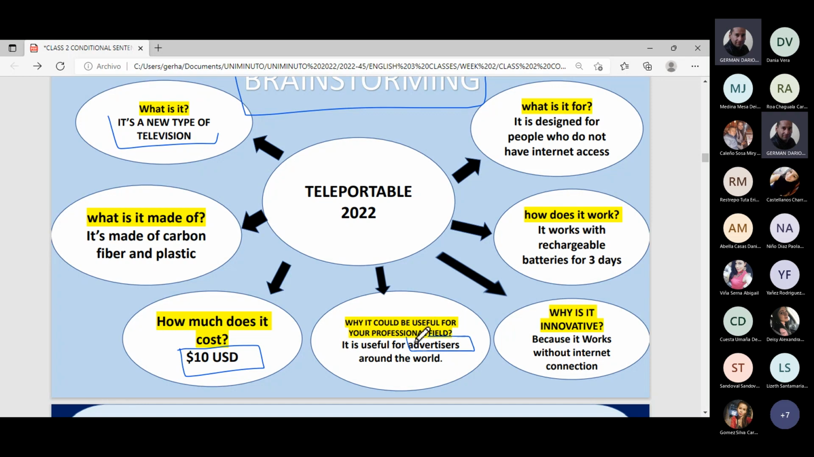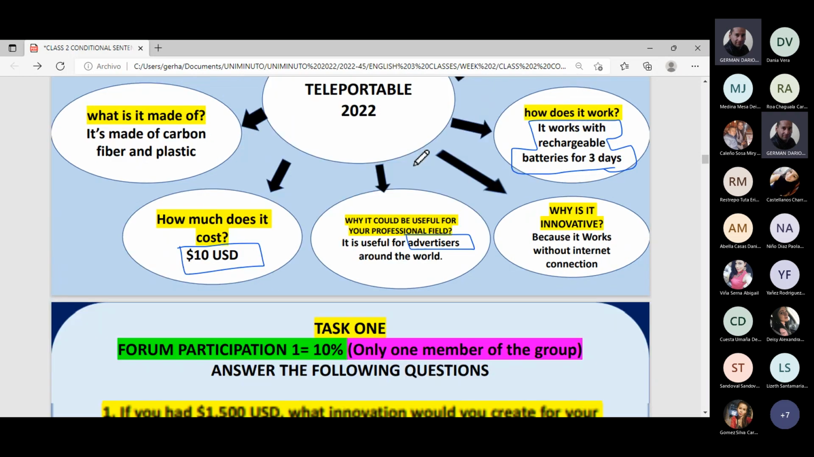Yes, para los que hacen comerciales. Why is it innovative? Because it works without an internet connection. Yes, my television doesn't need internet. Mi televisión no necesita internet. How does it work? It works with rechargeable batteries for 3 days. Además es recargable, no necesita luz, o sea, energía. It is designed for people who do not have internet access. Y sirve para las personas que no tienen internet. So remember that these are my examples. Esos son mis ejemplos, ¿no?